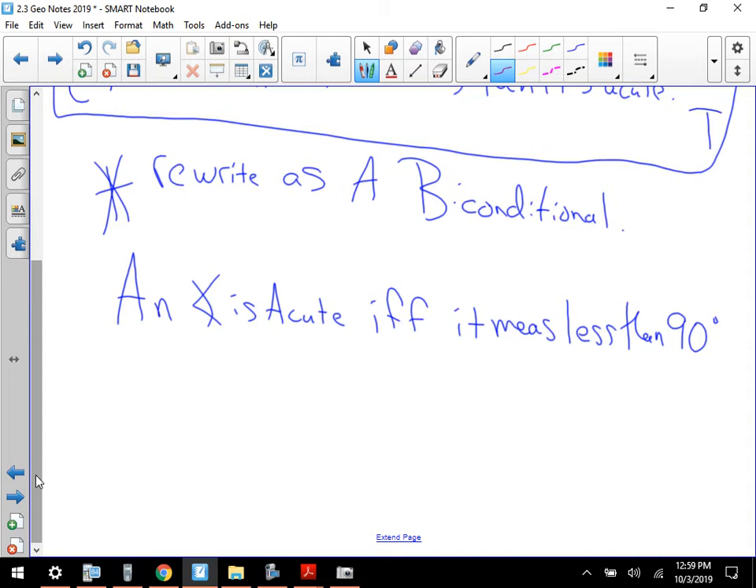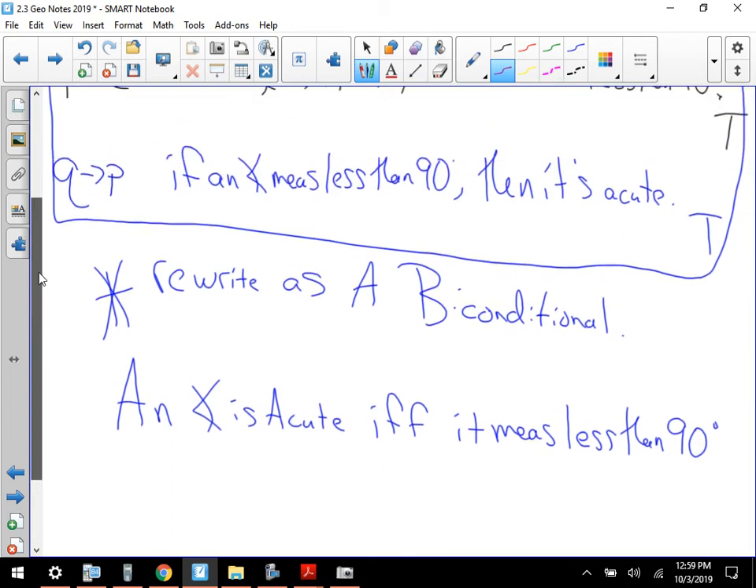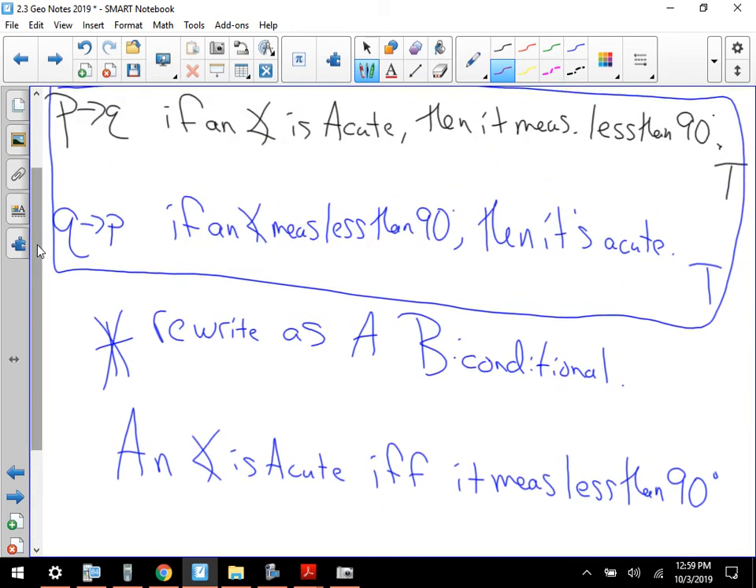An angle is acute if and only if it measures less than 90 degrees. An angle measures less than 90 degrees if and only if it is acute. It means the same thing going forwards and backwards. That's where this comes from. The term if and only if is used generally with things that are definitions. We just defined an acute angle as an angle that measures less than 90, and we reworded it so that we could use the term if and only if.